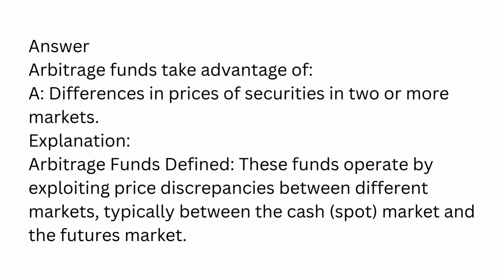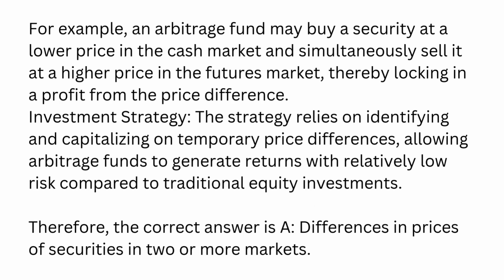Explanation: These funds operate by exploiting price discrepancies between different markets, typically between the cash, or spot, market and the futures market. For example, an arbitrage fund may buy a security at a lower price in the cash market and simultaneously sell it at a higher price in the futures market, thereby locking in a profit from the price difference. Investment strategy: The strategy relies on identifying and capitalizing on temporary price differences, allowing arbitrage funds to generate returns with relatively low risk compared to traditional equity investments. Therefore, the correct answer is A. Differences in prices of securities in two or more markets.